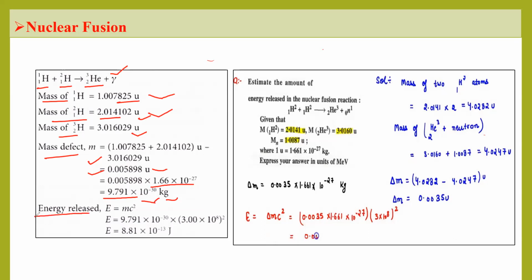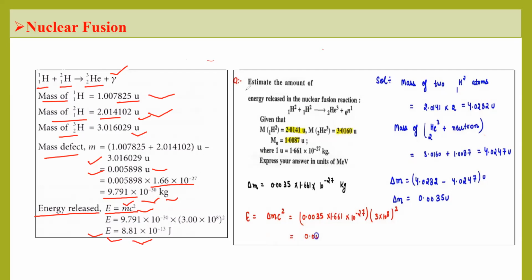Now binding energy, or energy released, is equal to mc square. m represents the mass defect, so we put the value 9.791 into 10 to the power minus 30, into the velocity of light, 3 into 10 to the power 8, squared. At the end we have E equal to 8.81 into 10 to the power minus 13 joule. This is the binding energy.